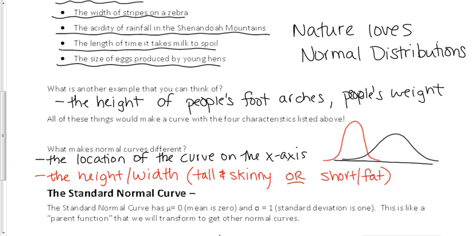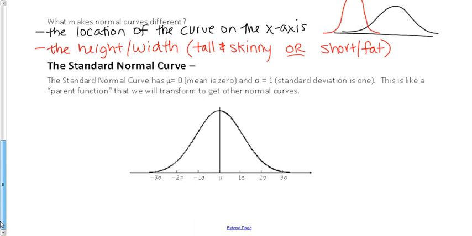Because we have all these different normal curves and they could be all over the place, in math they decided to make a standard normal curve, and that's what we have down here at the bottom. The standard normal curve has mu equal to 0. That means the mean is equal to 0, and that's shown right here in the middle. This 0 is the average. It's also the mean and the median and the mode, all of them. And the standard deviation, which is the lowercase sigma, is 1.